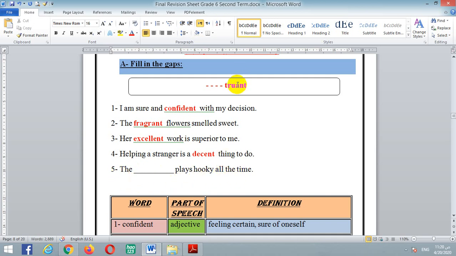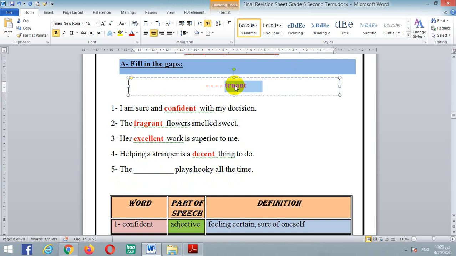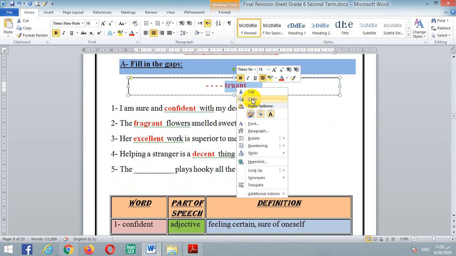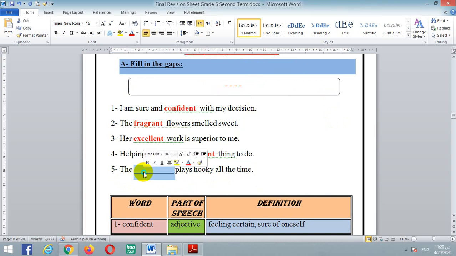The last one, the truant. Truant means when you are absent from school without permission, or without a good reason. So it's truant. Okay.